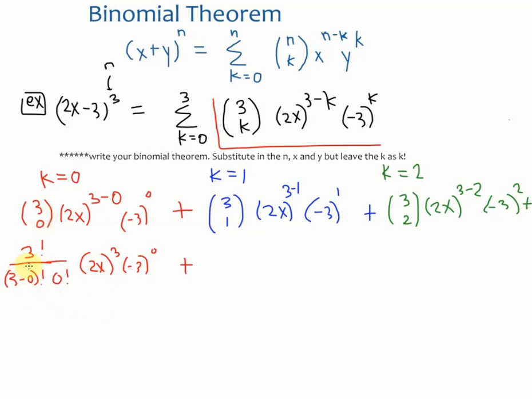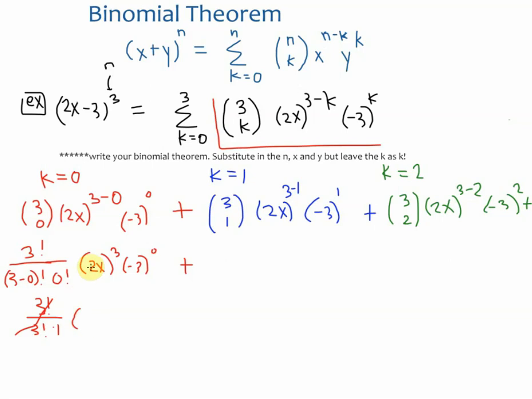So we're going to take this now and simplify everything down. So this is 3 factorial. What's 3 minus 0? It's just 3 factorial. So we get 3 factorial divided by 3 factorial. And 0 factorial, remember, is 1. So this is times 1. So these all cancel. This whole thing equals 1.